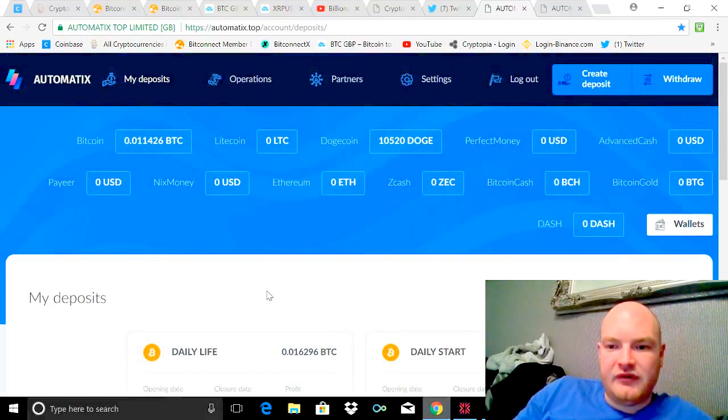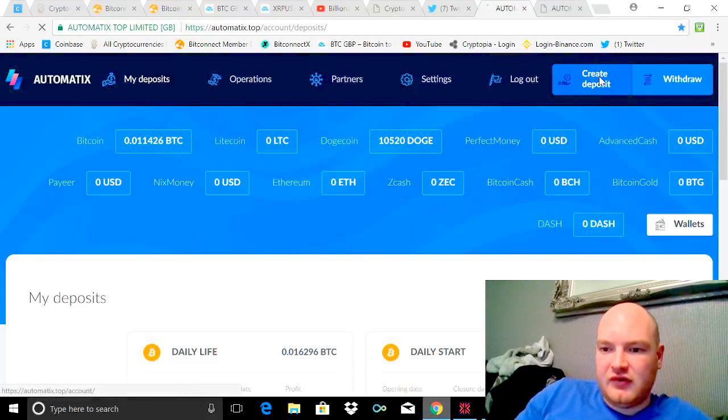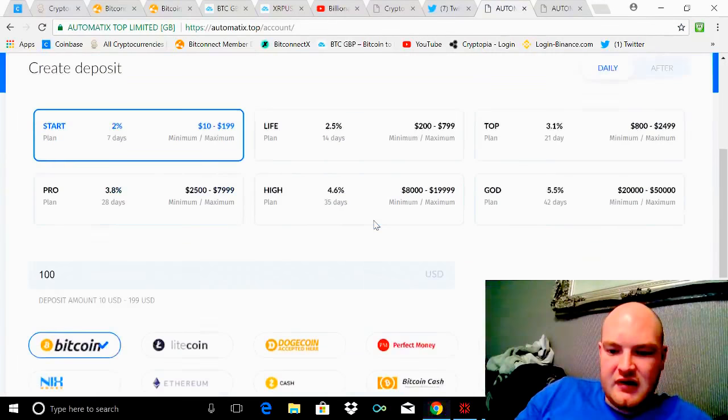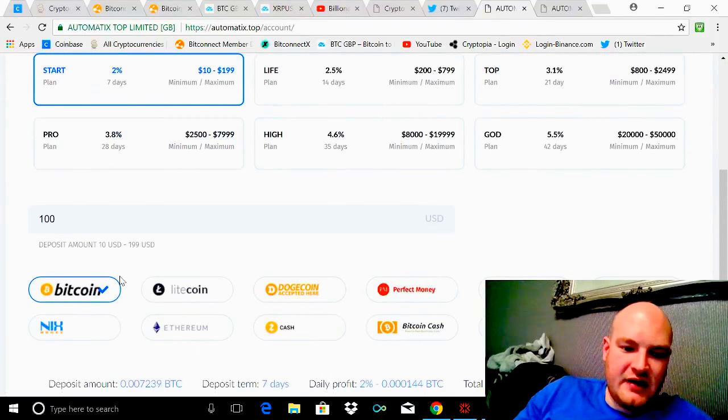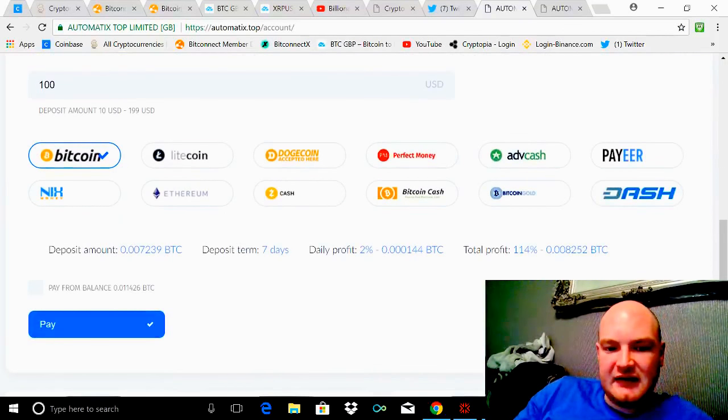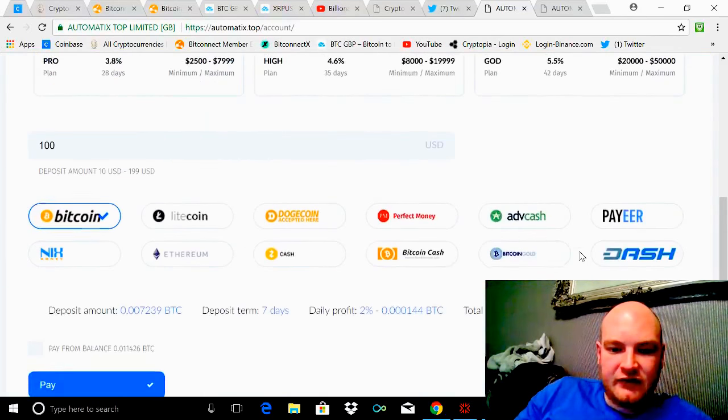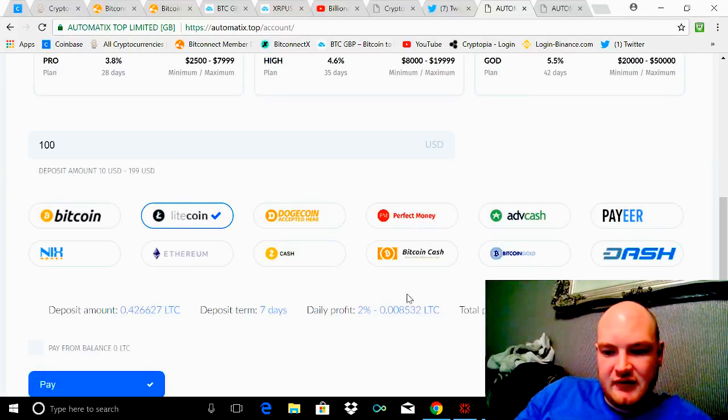So, where was I? Yeah, so when you're doing a loan, basically go to create deposit in your account, select the plan, put the amount you're putting in, and look at the amount of BTC that you're investing and what you will get back then. This goes for all the currencies. If we go to Litecoin, amount $100, that's what you'll get back.